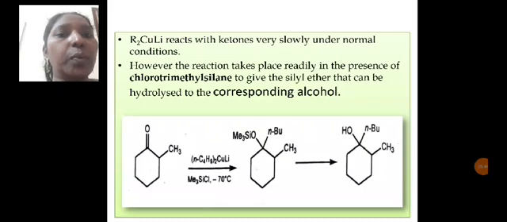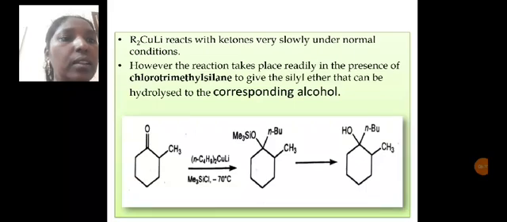Lithium dialkyl cuprate reacts with ketones very slowly under normal conditions. However, the reaction takes place readily in the presence of chlorotrimethylsilane to give the silyl ether that can be hydrolyzed to the corresponding alcohol. The reaction is depicted here. That is, the carbonyl compound is treated with lithium dialkyl cuprate in the presence of silyl chloride, and it gives the corresponding alcohol.